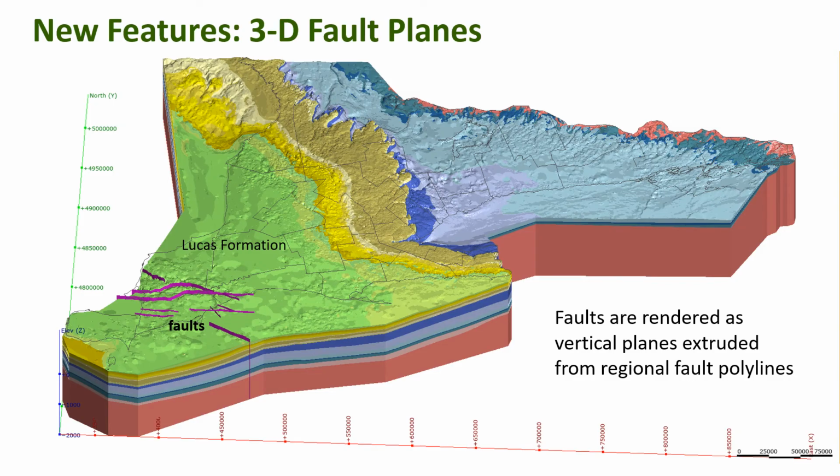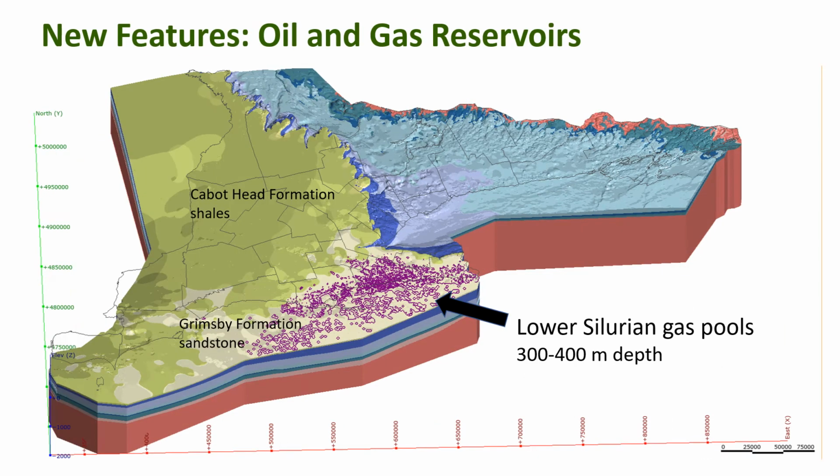Regional faults are represented as extruded 3D planes at the locations of mapped regional faults in the Chatham Sag. This illustration is on the surface of the Middle Devonian Lucas Formation with all younger formation layers removed. This slide just shows the 2D representation of lower Silurian natural gas pools in the model. The formations shallower than the Cabot Head Formation and the Grimsby Formation sandstone have been stripped off.